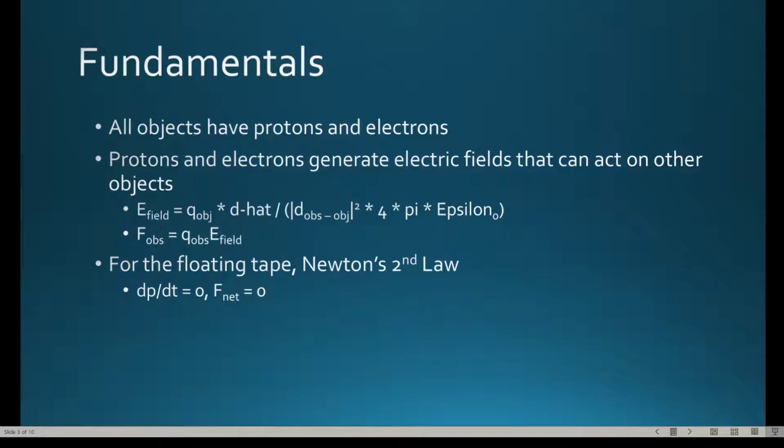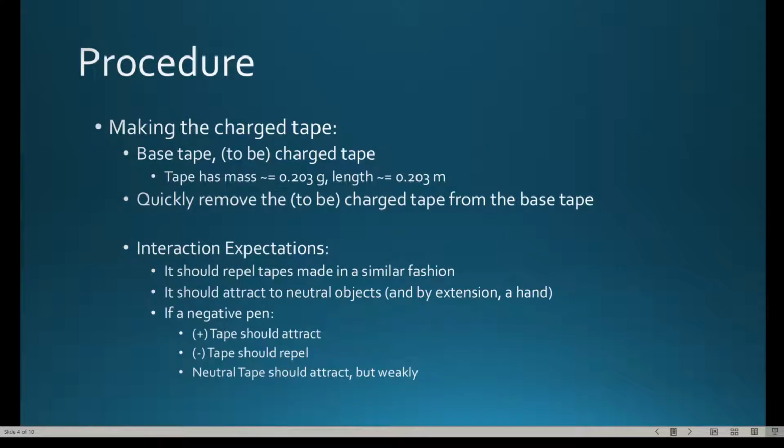And for the floating tape portion of the lab, Newton's second law is applied. Because there is no change in momentum, there is no net force on the object, meaning that the forces in the y direction will be balanced. Each tape strip has a mass of roughly 0.203 grams and a length of roughly 0.203 meters. To actually charge the tape, it is quickly removed from the base tape.